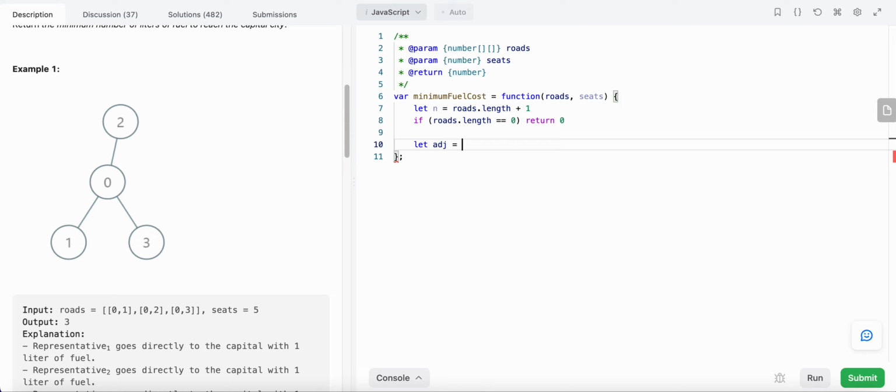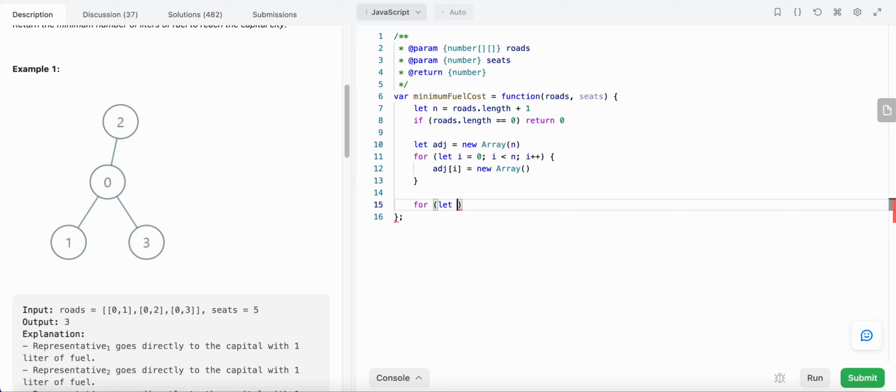Now next what we are going to do is form our adjacency list, where we are going to store the neighbors of each node. So we are going to form an adjacency list of length n, and then for let i equals 0, i less than n, i plus plus, each element in the adjacency list is also an array, because we are going to store all the neighbors in an array. All right, okay, now we formed our array. We are going to fill our adjacency list with the values of roads.